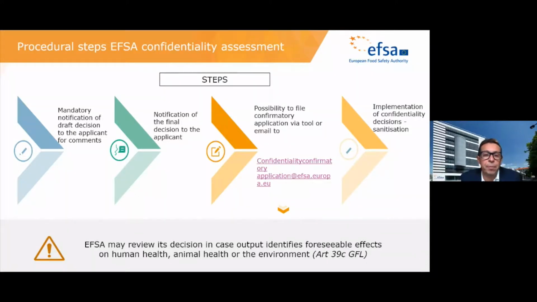However, even after this step, once the scientific opinion of EFSA is adopted, EFSA may be required to review its confidentiality decisions, having awarded and confirmed confidential status to certain elements as claimed initially by the applicant, if the scientific output identifies a foreseeable effect on human health, animal health, or the environment. This is a specific procedure which is set out in Article 39C of the General Food Law, and which effectively triggers the reopening of the confidentiality decision-making process from scratch, limited to these items on which EFSA identified foreseeable effects on human health, animal health, or the environment.